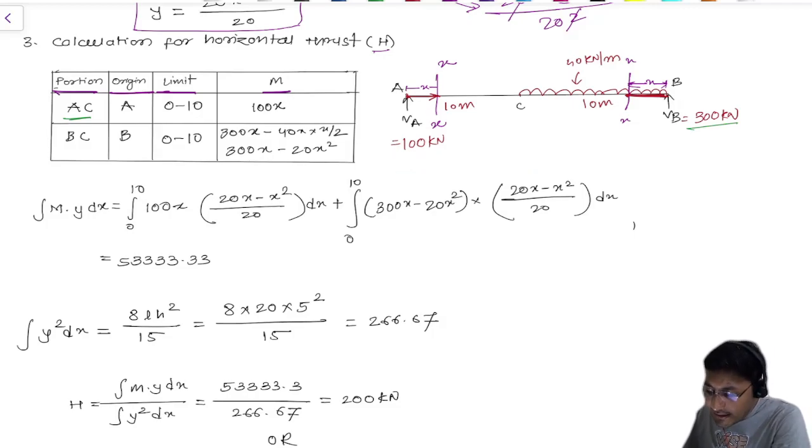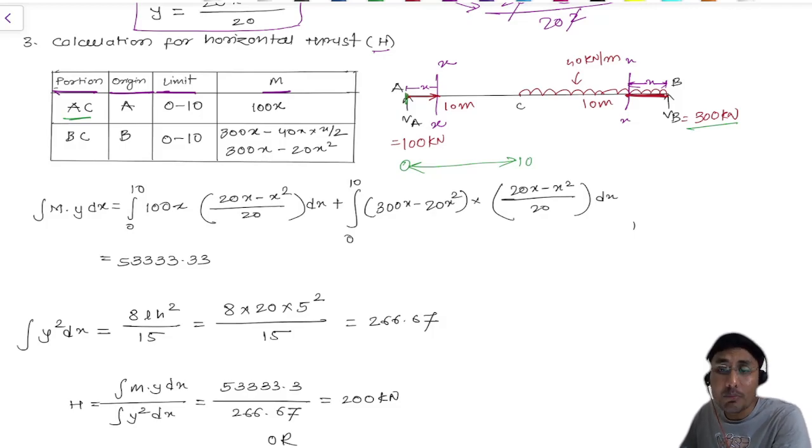Now in AC we have drawn one section, an unknown section called X, and the distance from A to that section is also unknown, so we just mention it as X. We take portion AC and we know that the origin of this portion is A. After that we also need to mention the limit, like in the strain energy method. The limit is 0 up to point C, where the total span distance is 10 meters. So the limit is 0 to 10 meters.